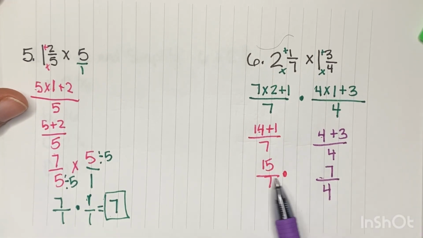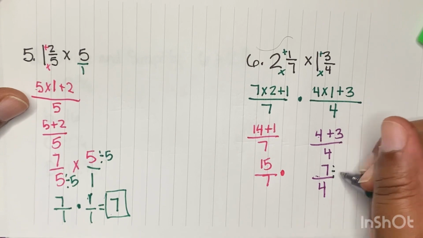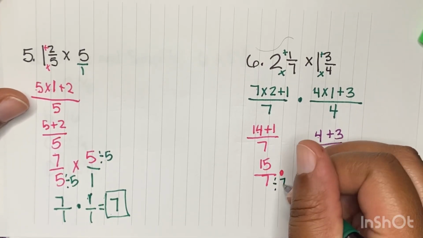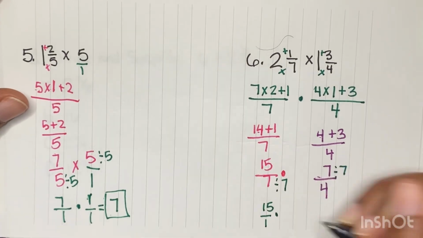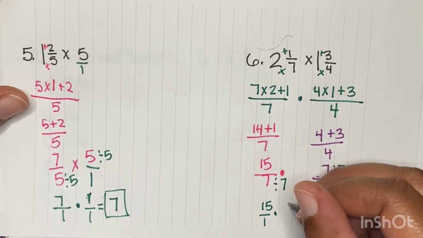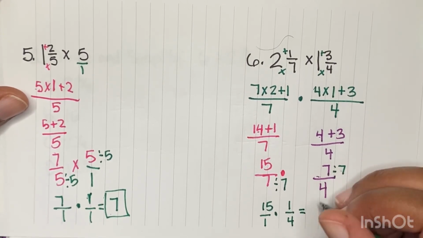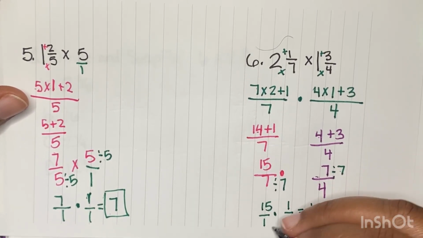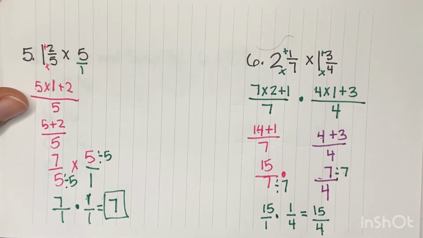So now we're going to see if we can cross simplify. So I can divide this by 7 and I can divide this by 7. So I get 15 over 1 times 7 divided by 7 is 1 over 4. So we end up with 15 times 1 is 15, over 1 times 4 is 4. 15/4. But what we're going to do is we're going to actually divide this out.